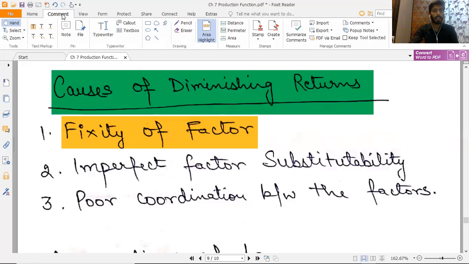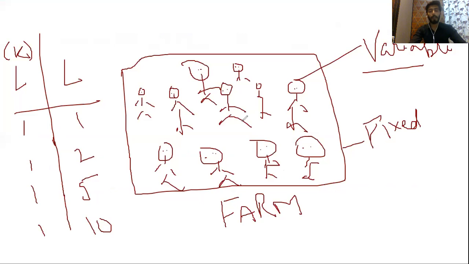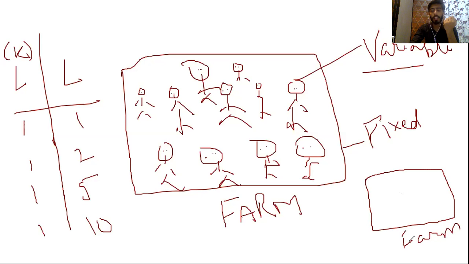The second point is imperfect factor substitutability. See, what happens is in order to produce more and more, a person might employ more and more variable factors only. But we need to understand that after a certain point of time, when the fixed factor is fully utilized, you need to have additional fixed factor in order to produce more. You just cannot increase the variable factors and increase the production at all points of time. You need to have additional extra fixed factors, then only the productivity can increase. So fixed factors and variable factors are not equal substitutes of each other.